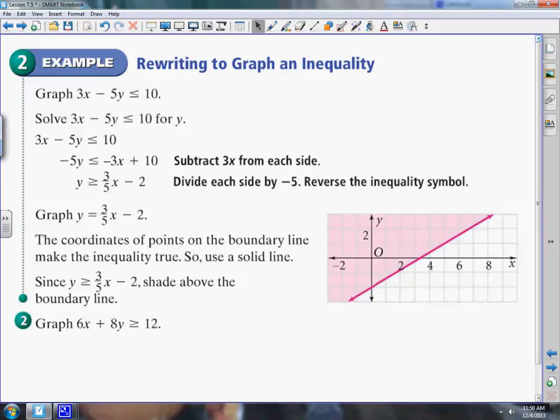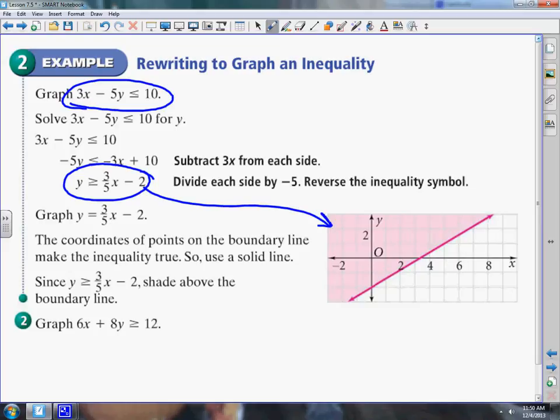So rewriting to graph an inequality. Sometimes you will see the problem and it looks like this. Graph 3x minus 5y is less than or equal to 10. Well, you can't really graph this very easily. So what you need to do is to solve it and put it in slope-intercept form, and then you can graph that. So then they went to negative 2, they made a dot, they went over rise over run.